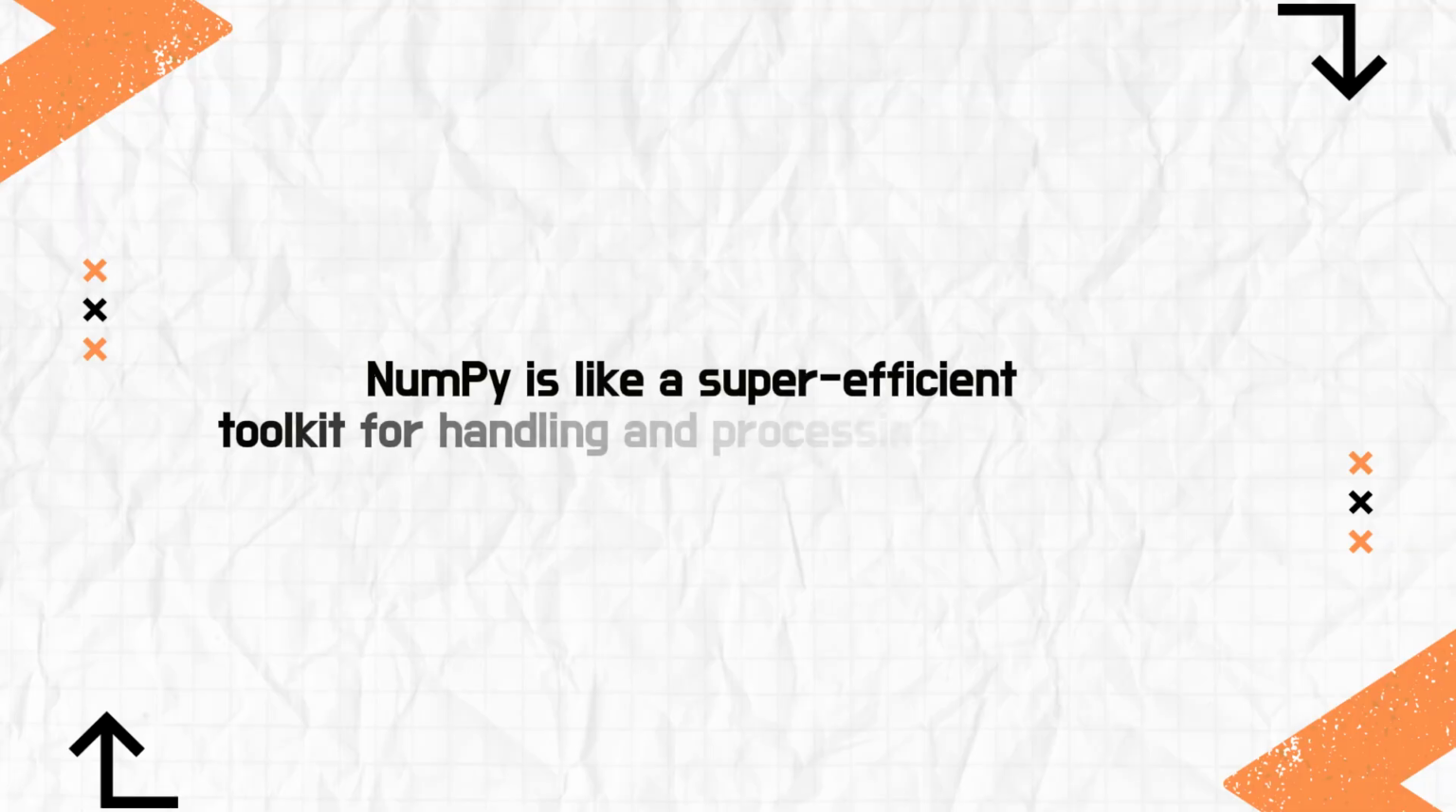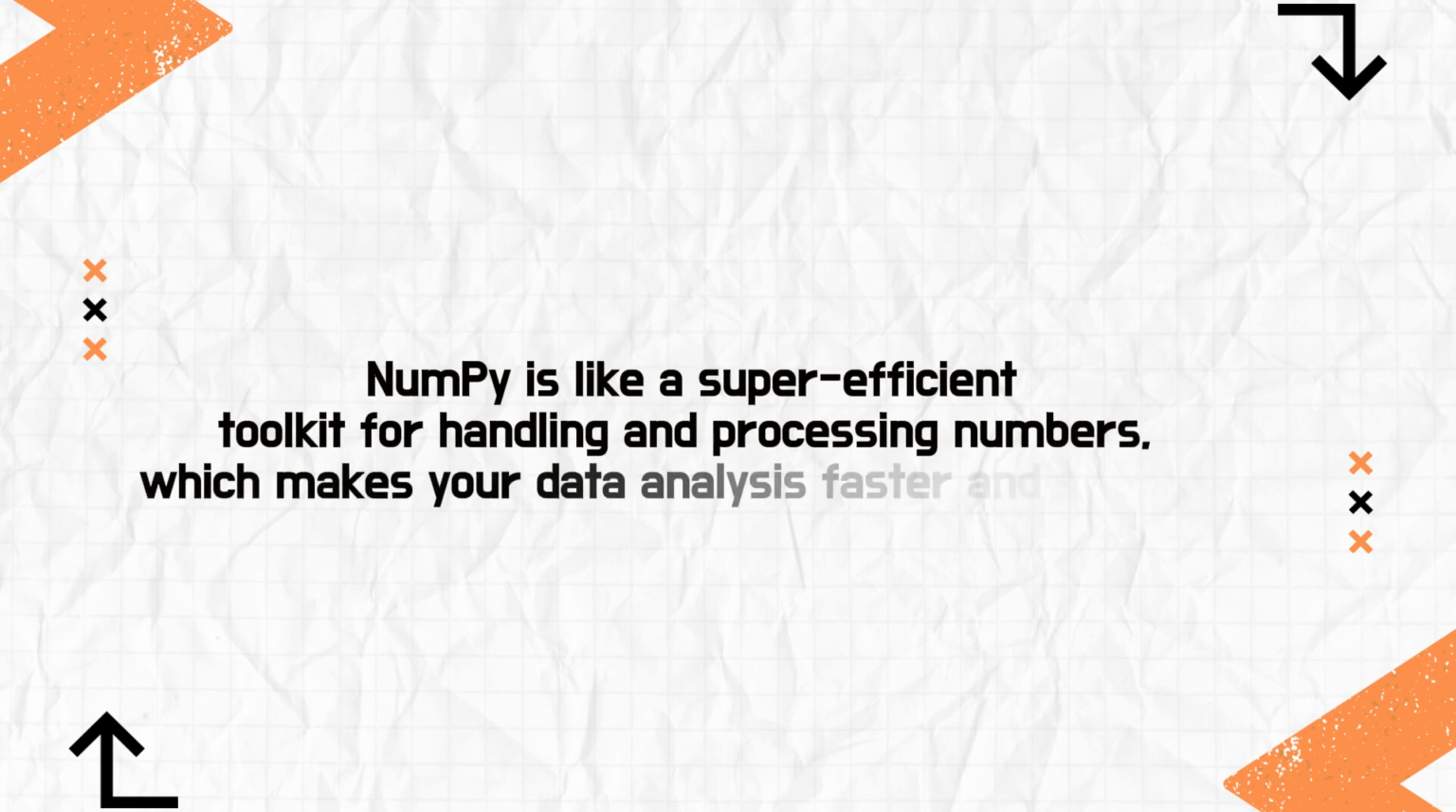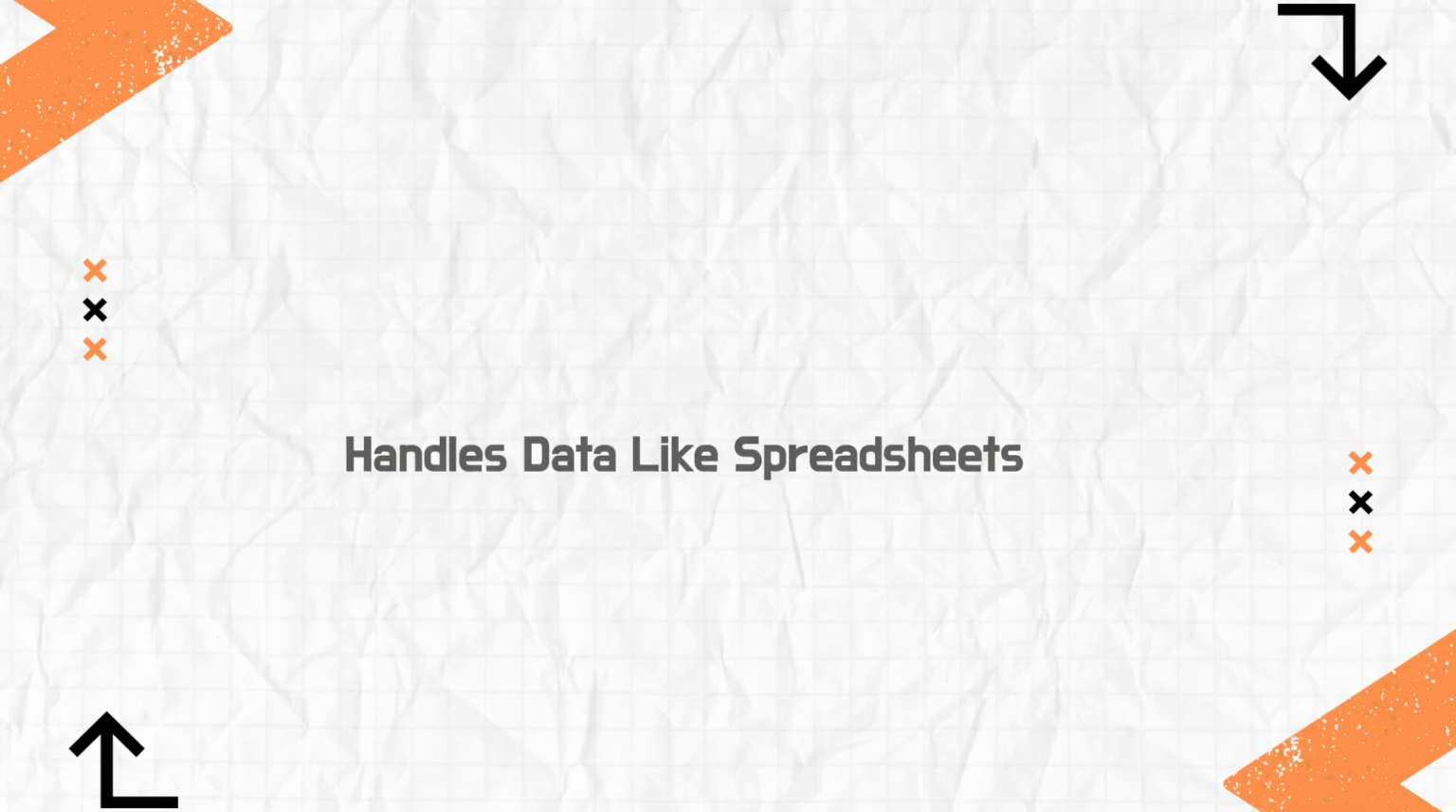NumPy is like a super efficient toolkit for handling and processing numbers, which makes your data analysis faster and simpler. That is one of the toolkits in data analysis. We use NumPy for handling numbers, and it makes it super efficient, especially when we want to perform things like visualization. NumPy is always there.